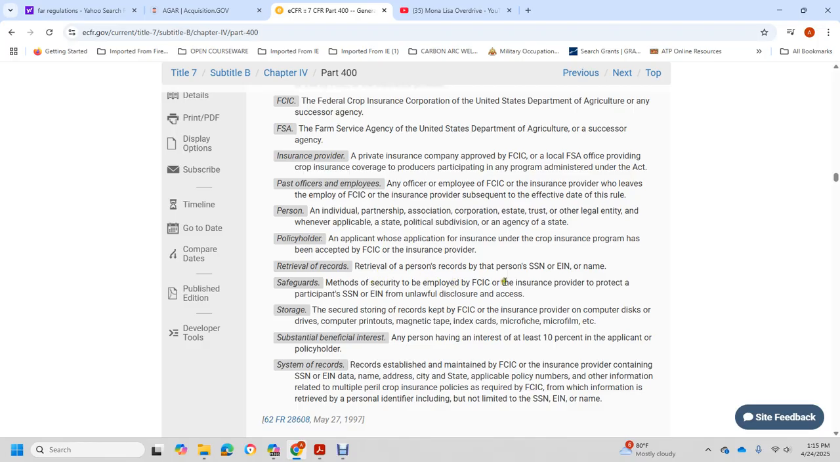Safeguards meant for the security of the Federal Crop Insurance Corporation. Insurance protect for the purpose of the social security number and unlawful disclosure access stored to these. Secured storing record of the Federal Corporation, Insurance Corporation, insurance for the provider with the computer, dip with the drive with the computer, printout with the magnetic tape with the index, microfiche, microfilm, etc.